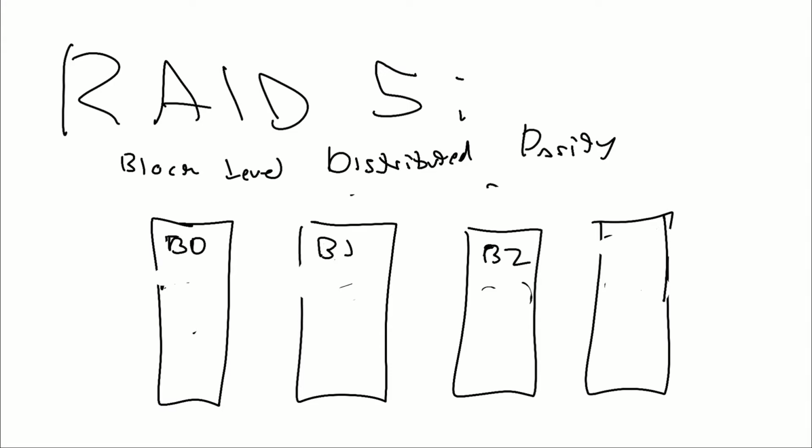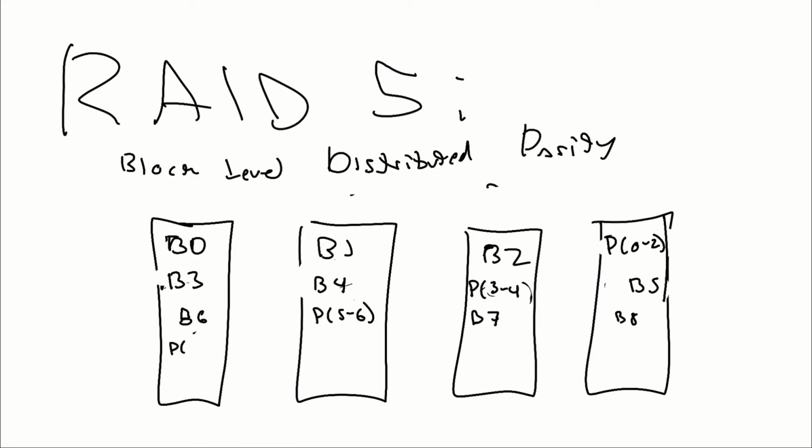So this one's going to be parity bits 0 through 2, and then we have block 3, block 4, and then this does parity bits for 3 and 4. Then we have block 5, block 6, and parity bits 5 and 6 here, block 7, block 8, and then parity bits for 7 and 8 here. And as you can see, it's sort of interleaving. So basically the parity bits are split over all of the drives.